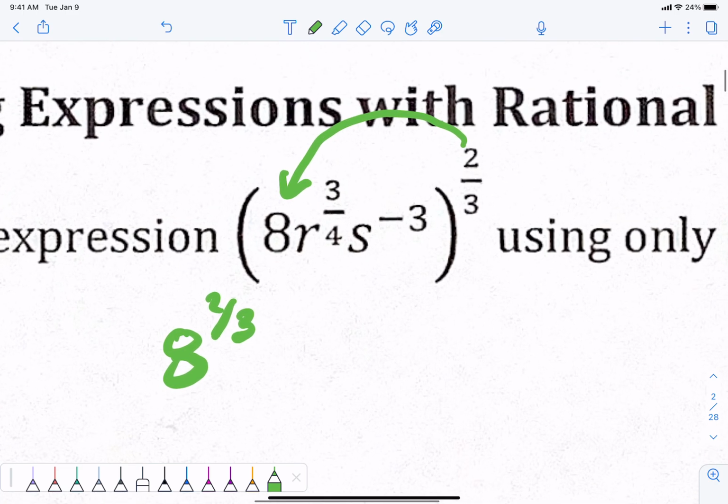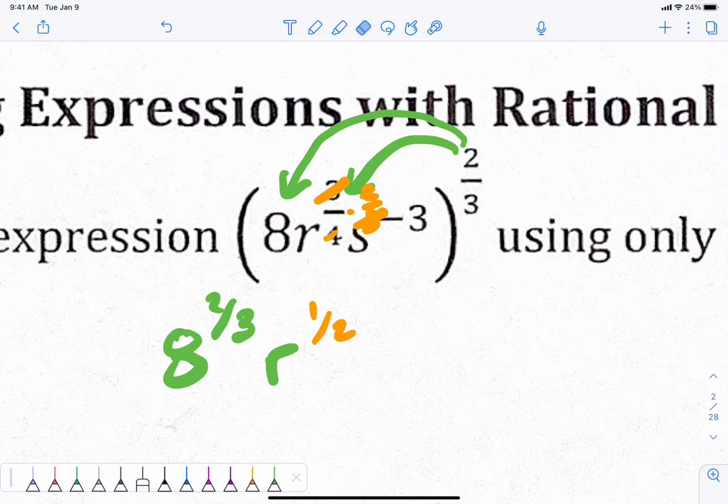Okay, now we've got to take r to the 3/4 to the 2/3. Do we multiply or add? Multiply. So I take 3/4 times 2/3. I can cancel the 3's and cancel the 2 and the 4. That's 1/2, right? It's 6/12 or 1/2.